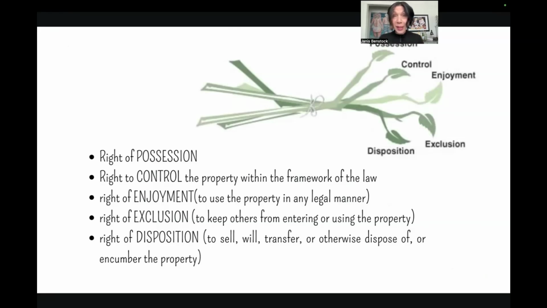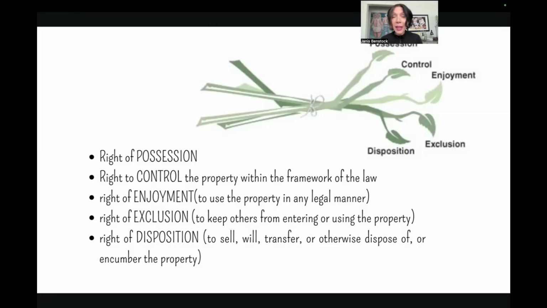Possession is the right to possess or use the land. It could be living in the house, it could be farming the field, it could be running your business out of the store, or running your company out of the office tower. Any kind of using the property is considered possession. Now, remember, possession is something that can be separated out from the rest of the bundle and handed over. So when you think of a lease, that's what we're talking about, is the right of possession.